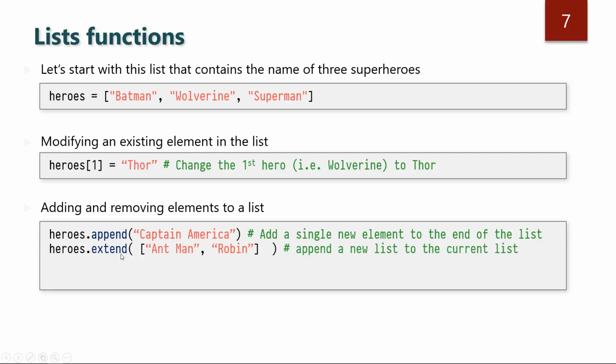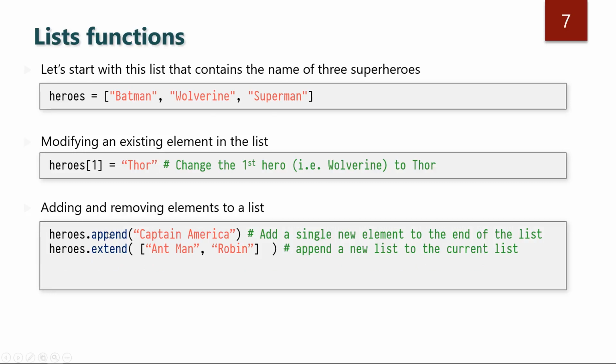What if you want to add multiple items? Then you use extend. So heroes.extend, and then you open the bracket, it's a command, and the parameter to this bracket is another list. That's why inside the round bracket I have a square bracket. So this list will be added to the end. Append takes in one single item, but extend takes in a list and will attach this entire list to the end. So after I run this command, my list will be Thor, Wolverine, Superman, Captain America, Ant-Man, and then Robin. So far so good.